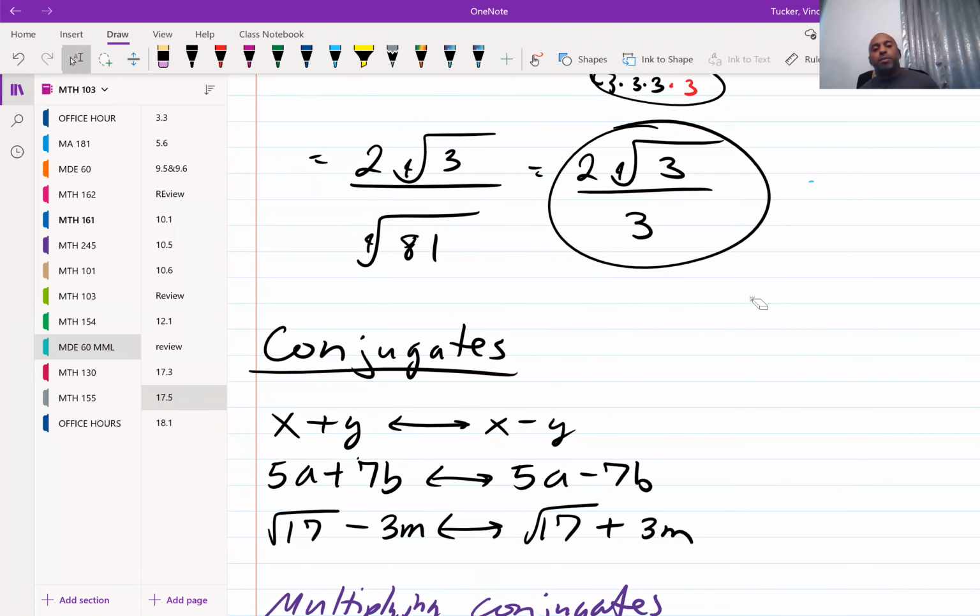All right, so the next piece, still flowing with the same type of stuff, but we have to get into conjugates. Conjugates is just changing the middle sign of your term. So if I have x plus y, conjugate would be x minus y. If I have 5a plus 7b, then 5a minus 7b would be the conjugate. Or if I had the square root of 17 minus 3m, the square root of 17 plus 3m would be a conjugate. So your conjugates is the same two terms, just that you're changing the middle sign.